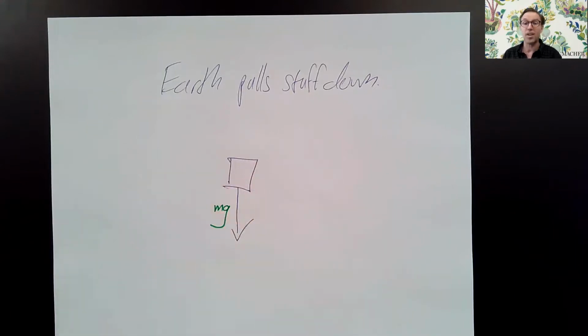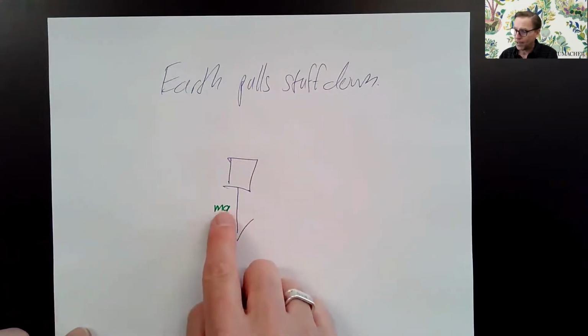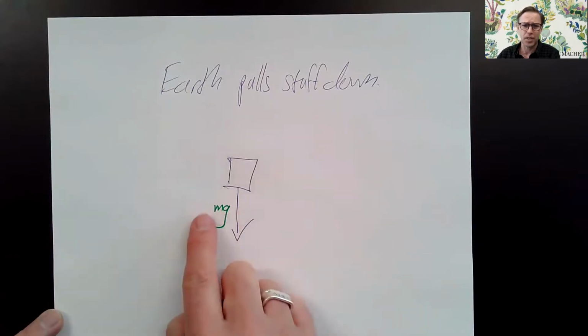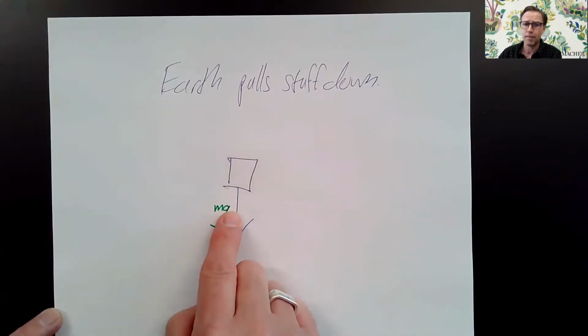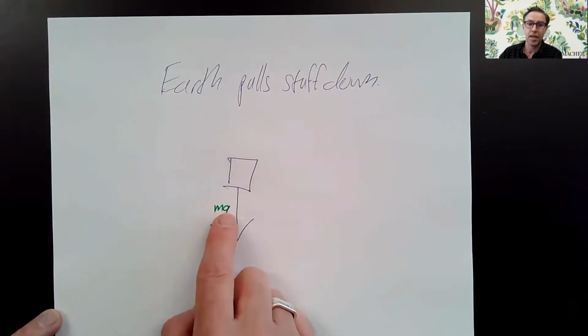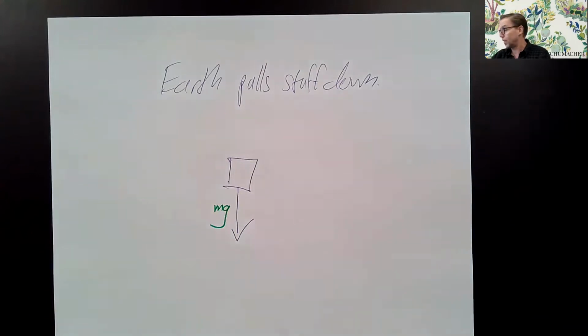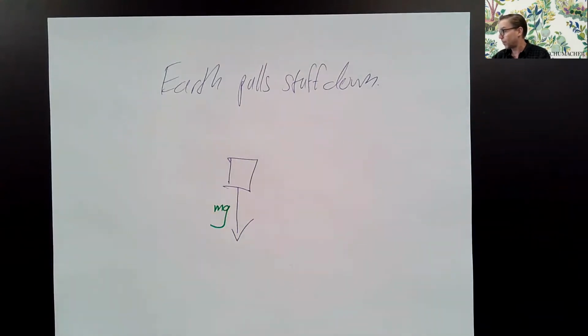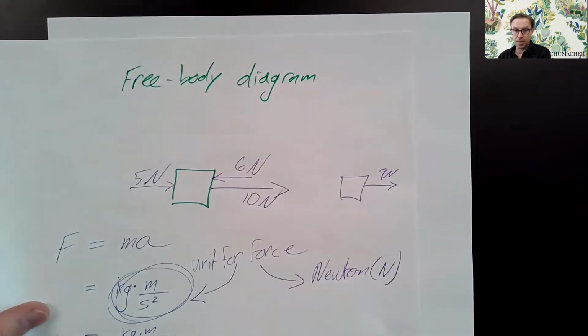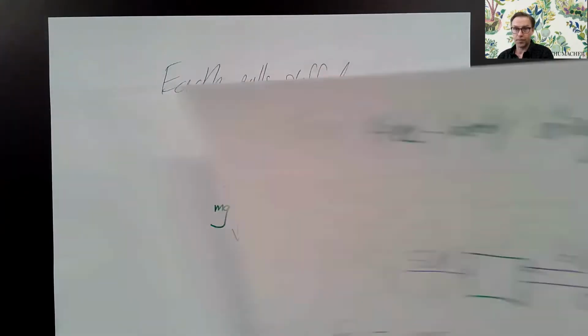G is the number 9.8. No, G is not the number negative 9.8. If this were negative, then negative down would be up. Earth doesn't pull stuff up. So G is the number positive 9.8. M is the mass. So whatever the mass is in kilograms times the number G, that is the number of newtons of force that Earth exerts on the object. Kilograms times meters per second squared, or newtons.